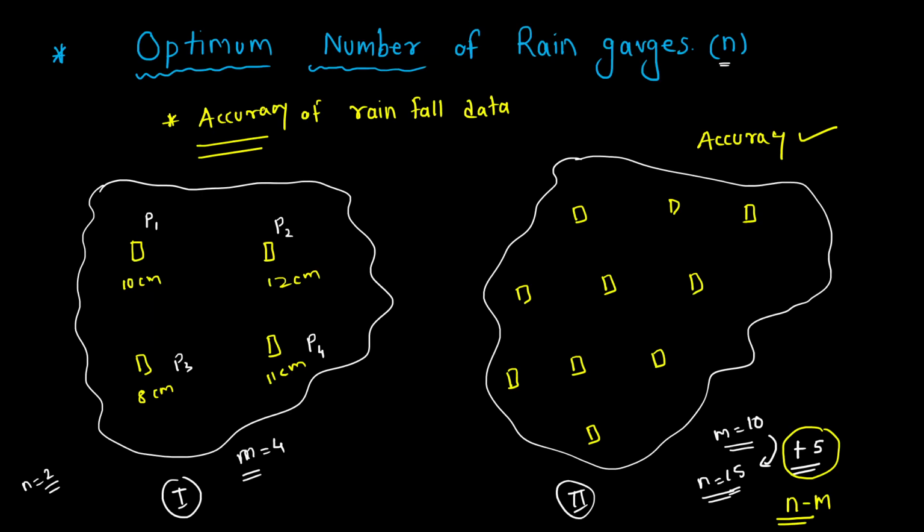So in the first case, we have seen the optimum number of rain gauges that is required is 2. However, on the site there are 4 rain gauges which are present. That means there is no need of extra rain gauges. The criteria is already met.